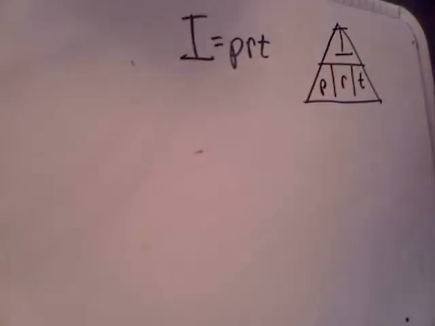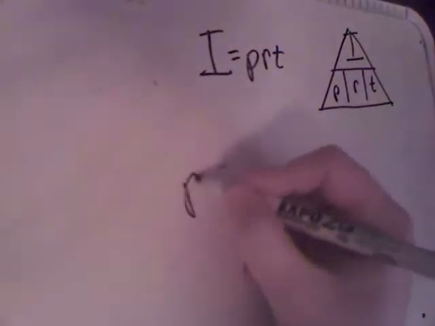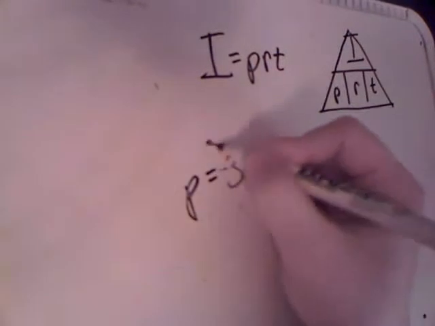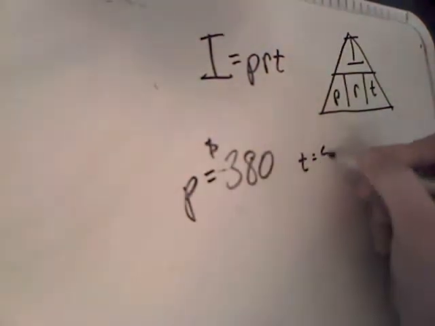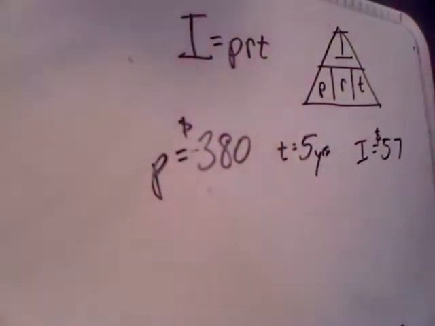Let's take a look at one more example. Let's take a look at what happens if maybe one of the things in the formula is missing. So let's say I have a principal amount of $380 and I've put it in the bank account for 5 years. I've earned $57 in interest. What I want to figure out is what was the rate of interest in that account? What percentage of money am I earning every term or every year?